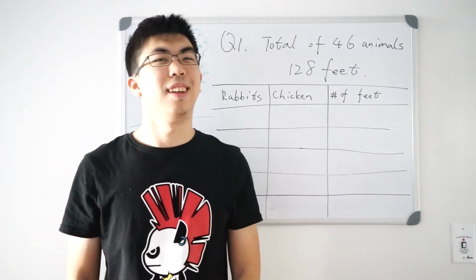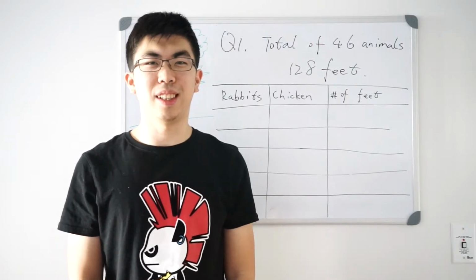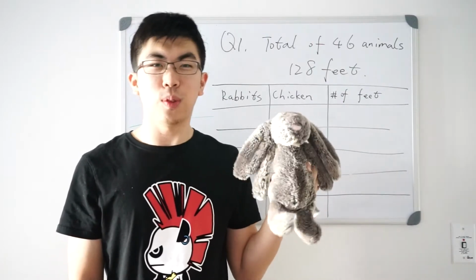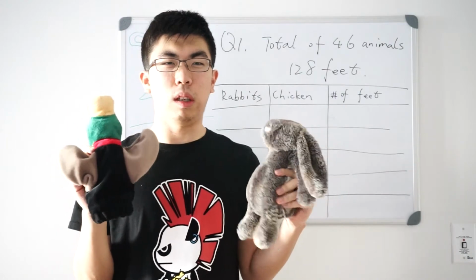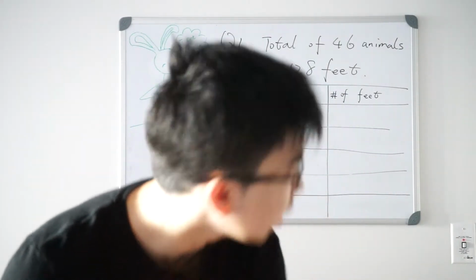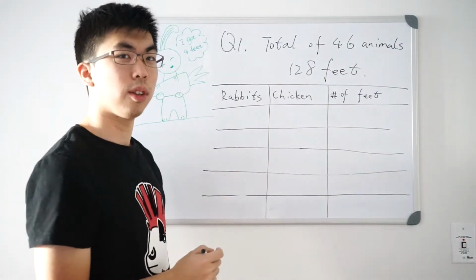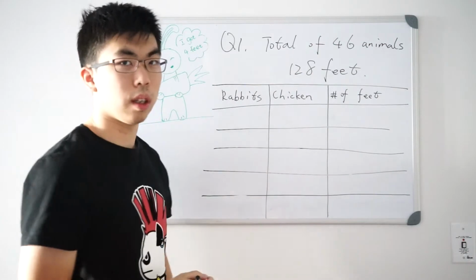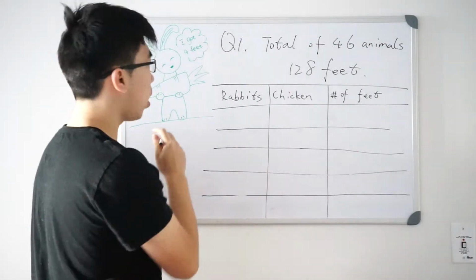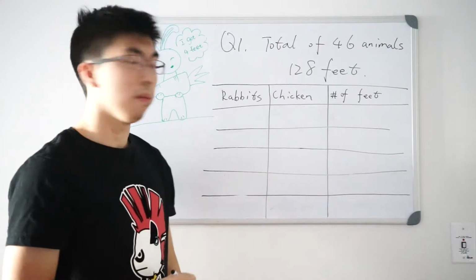Hello everybody! Today I'm going to talk about rabbits and chicken in the same cage. A rabbit has 4 feet, a chicken has 2 feet, and the question asks you this. There's a total number of 46 animals in the cage, and there's a total number of 128 feet in the cage, consisting of only rabbits and chicken. How many rabbits are there and how many chicken?